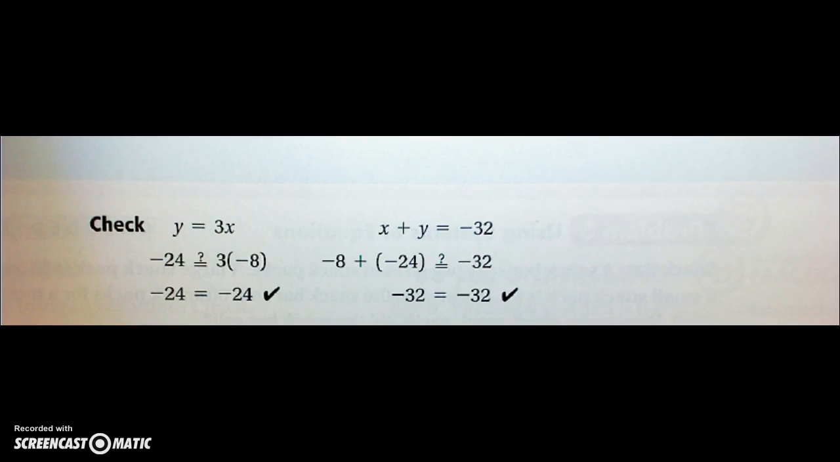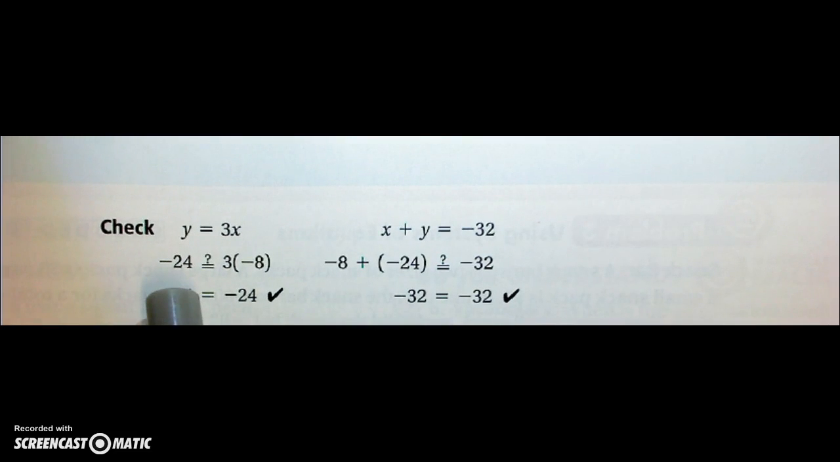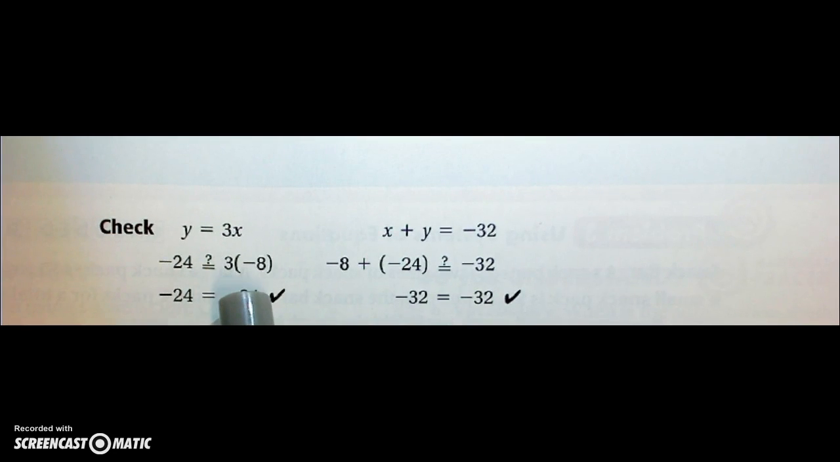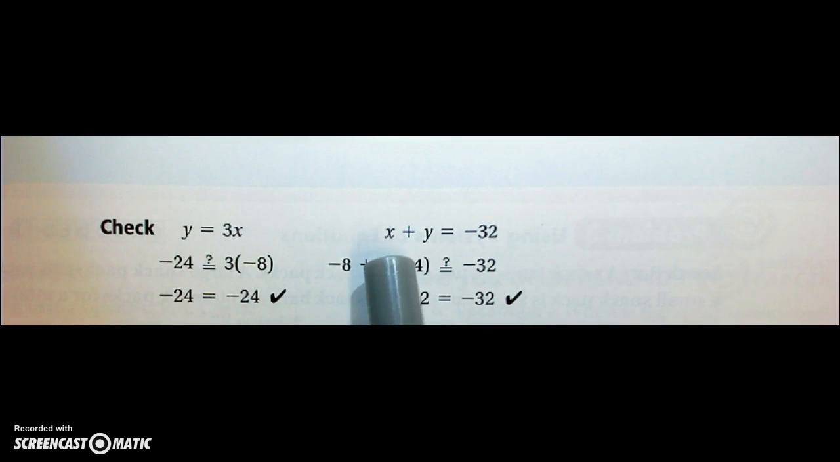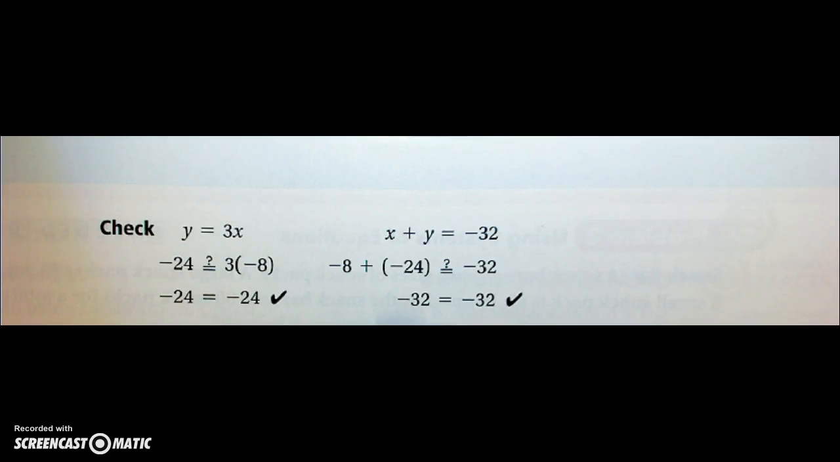Just like graphing, we take our ordered pair and substitute it back into both equations. So we have negative 24 substituted in for y is equal to 3 times negative 8, which is negative 24. So it worked with the equation y is equal to 3x. Our other equation is x plus y equals negative 32. Negative 8 plus negative 24 equals negative 32. So this is equal, so it did work for both equations.